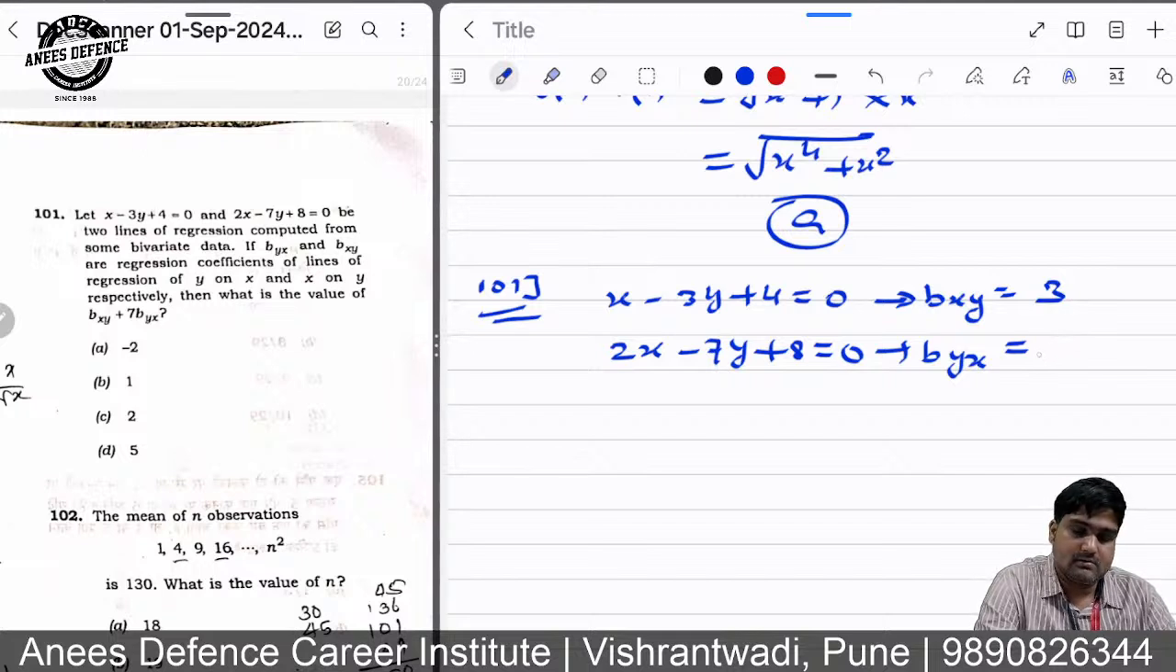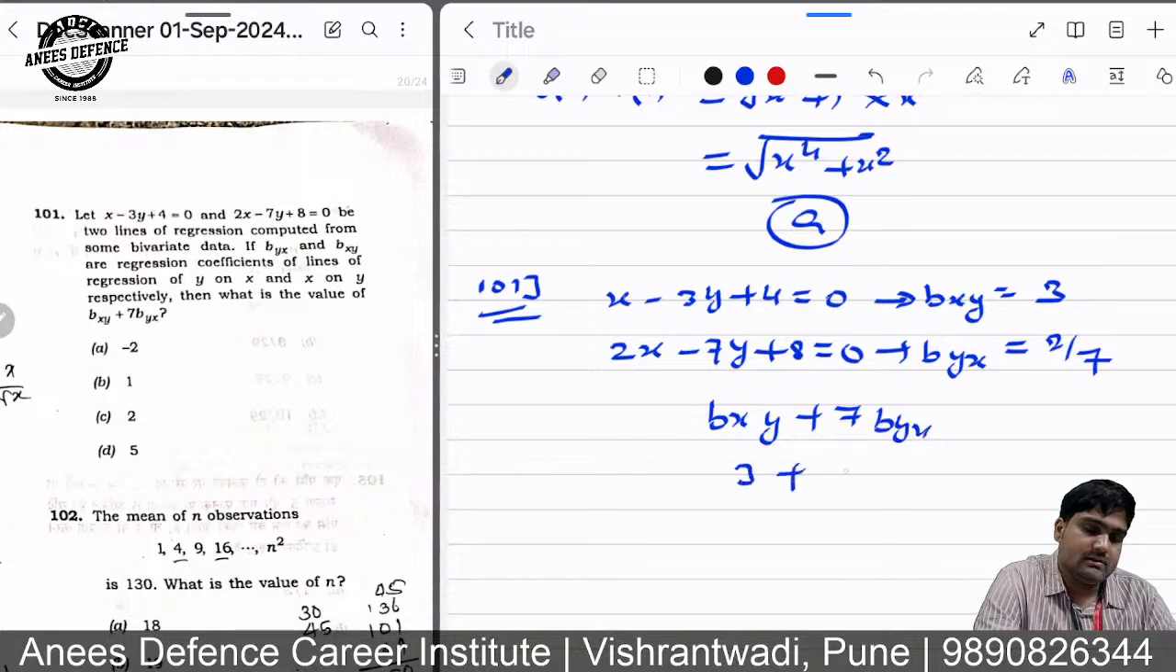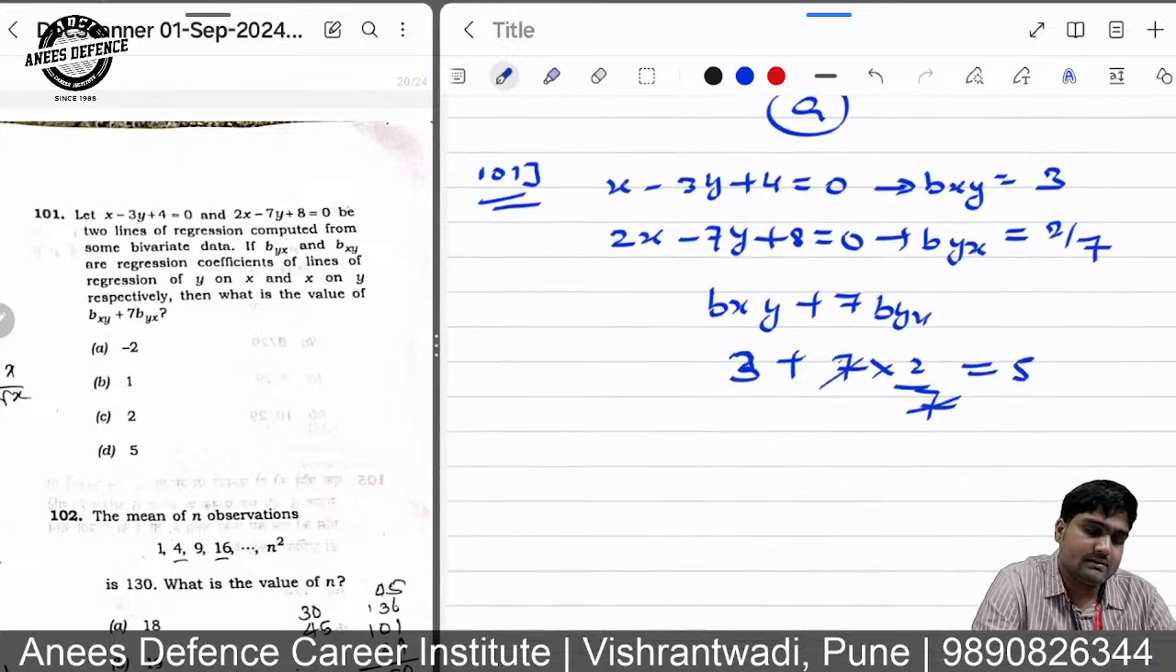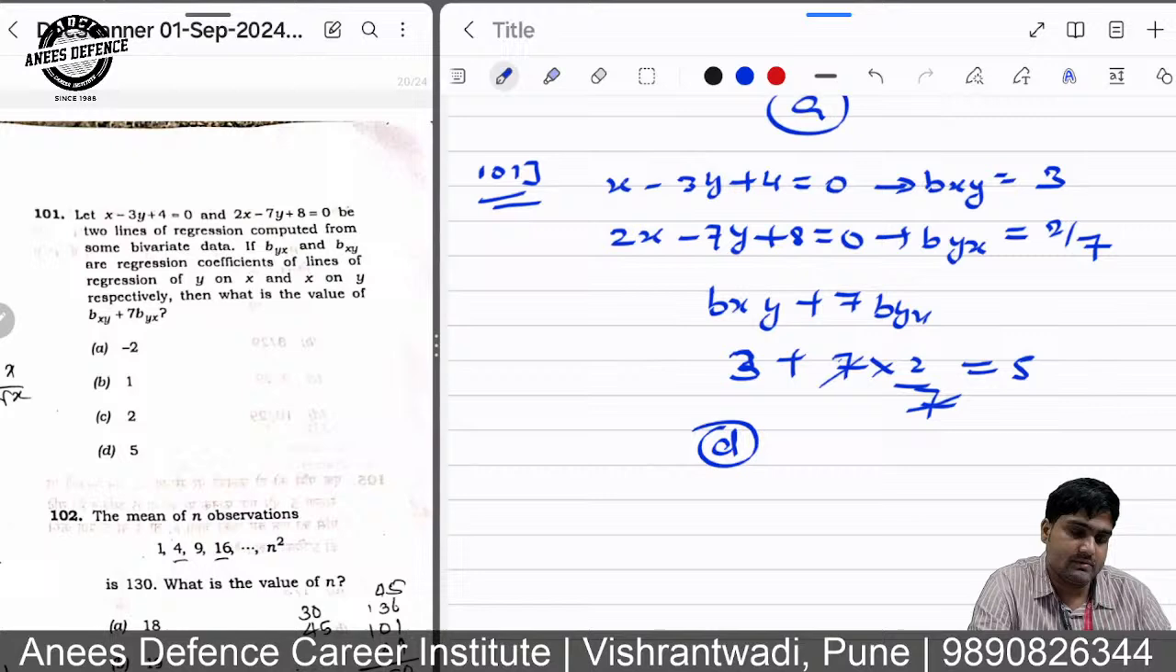So it's a 2 by 7. Now we have the values of bxy, byx. Now calculate the value of bxy plus 7 times byx. Now put the values 3, 7 into 2 by 7. 7 and 7 get cancelled out. So 3 plus 2 is 5. So answer D is the correct answer for question 101.